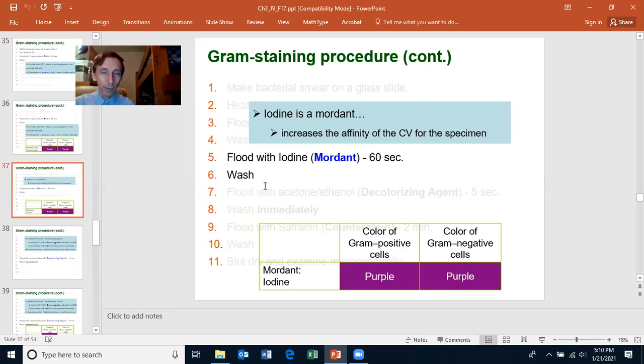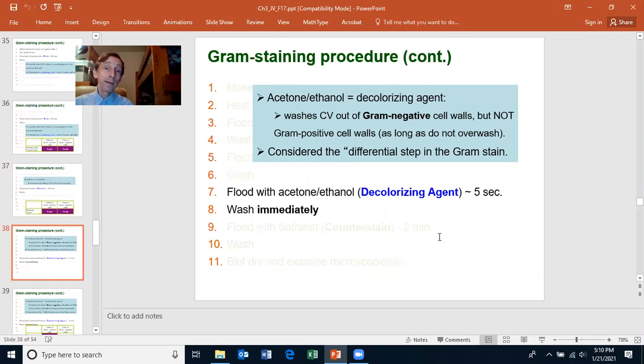I think I talked about the water wash. If I didn't, there's a water wash after each step in the gram stain. You then apply the acetone ethanol decolorizing agent. This washes the crystal violet out of the gram-negative cells, but not out of the gram-positive cells, as long as you do not overwash. If you do overwash, you will wash the crystal violet iodine complex out of the gram-positive cells. So you want to make sure that you don't wash for more than about 5 seconds.